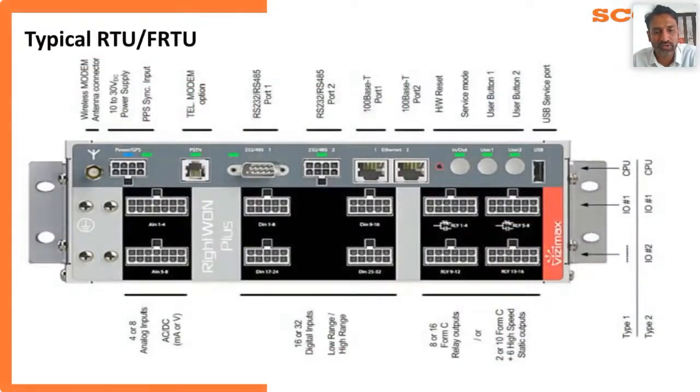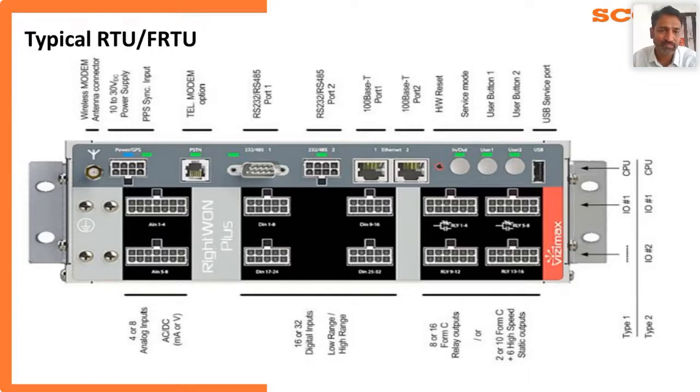I'll explain more about this in the coming slides. Again, this is what a common RTU looks like. I'll put up one small RTU, normally called an FRTU, but if you want to make it a full RTU, the only thing is that you have to add DIDO cards to this particular processor. Then it becomes a big RTU, which will be capable of catering to more than 10 to 15 feeders.